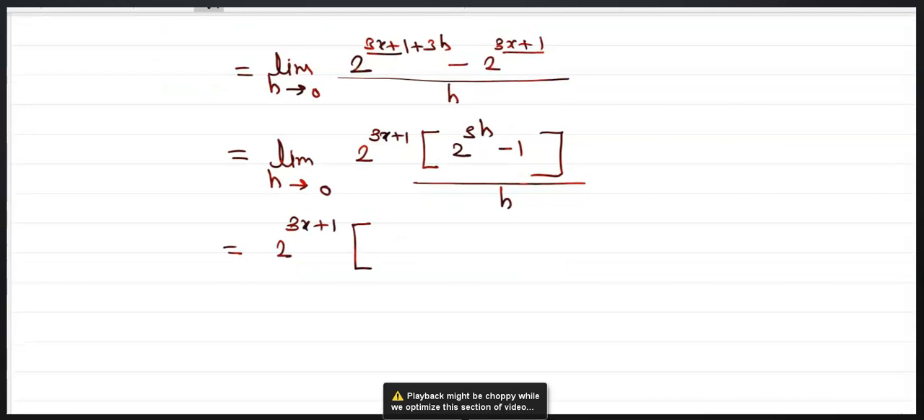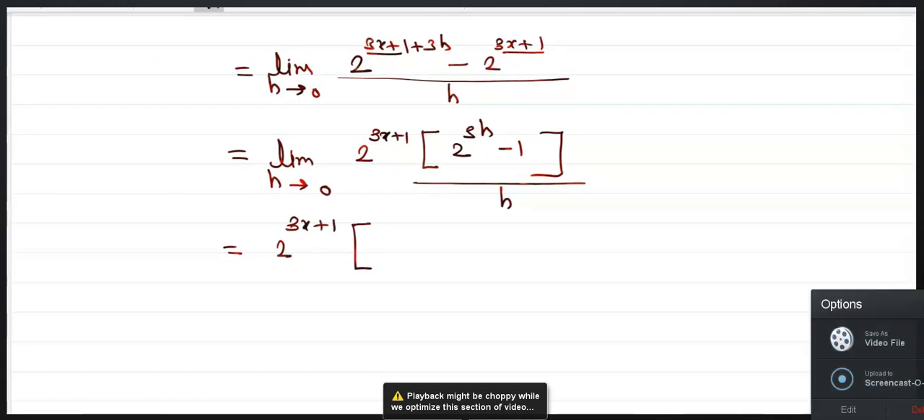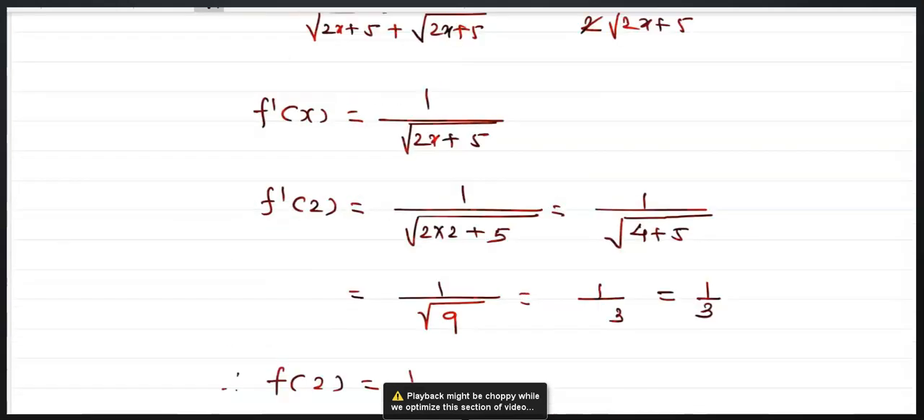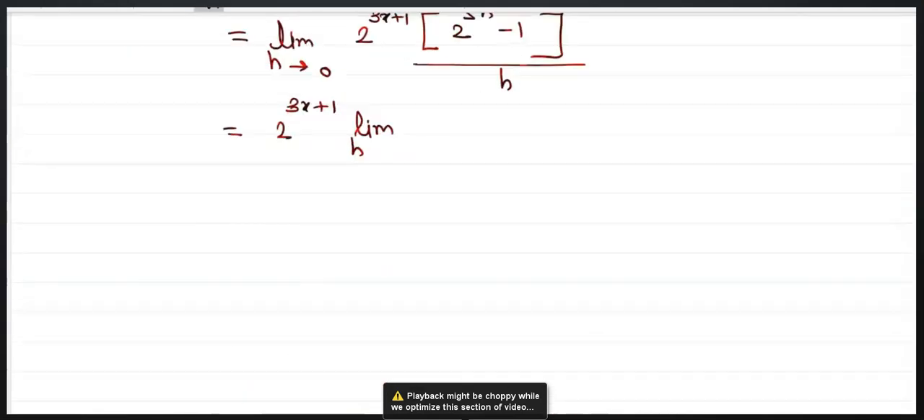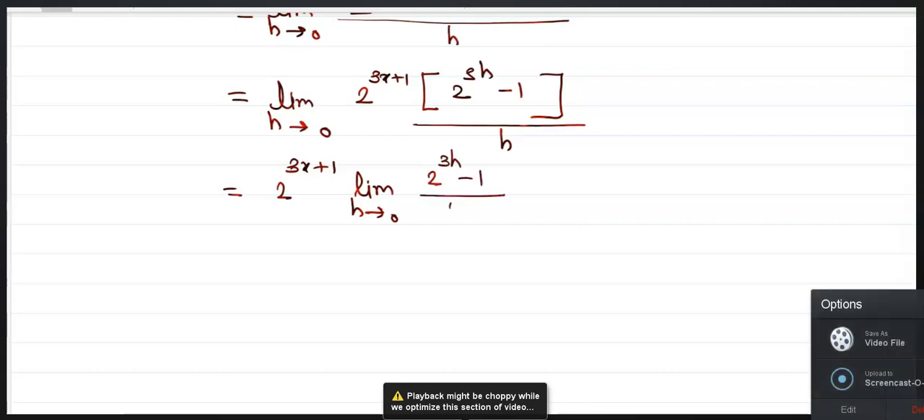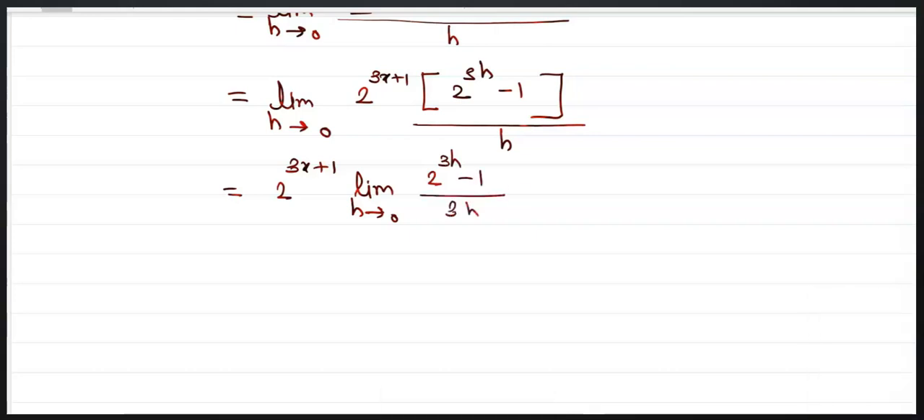Therefore, 2 raised to 3h minus 1 upon 3h into 3. Therefore, the value of this limit is log of 2 into 3.